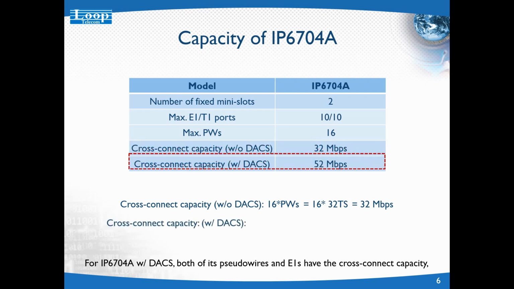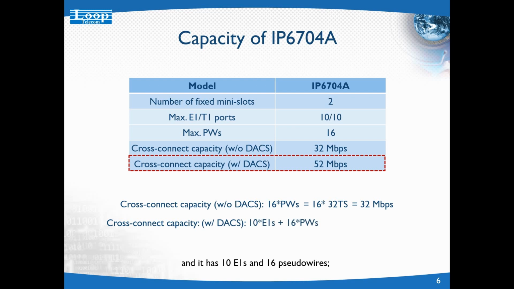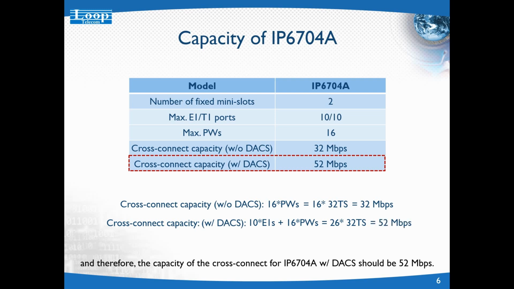For IP6704A with DACS, both of its pseudowires and FE1s have the cross-connect capacity, and it has 10 FE1s and 16 pseudowires. Each FE1 and pseudowire has 32 time slots, so the total number of time slots should be 26 times 32. As mentioned earlier, each time slot is equal to 64 kilobit per second, and therefore, the capacity of the cross-connect for IP6704A with DACS should be 52 megabit per second.